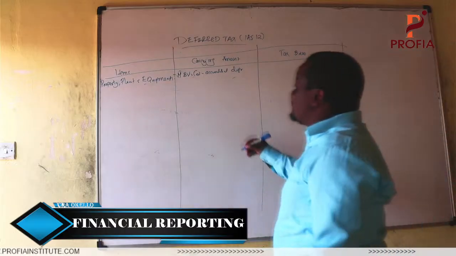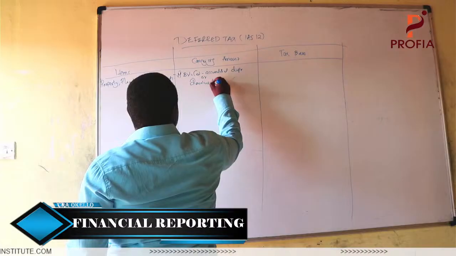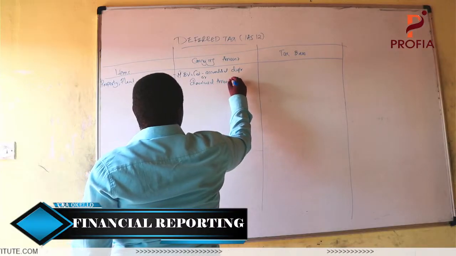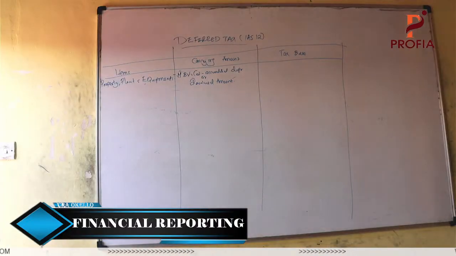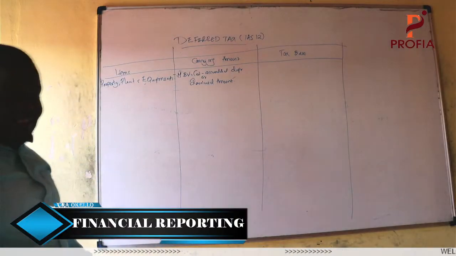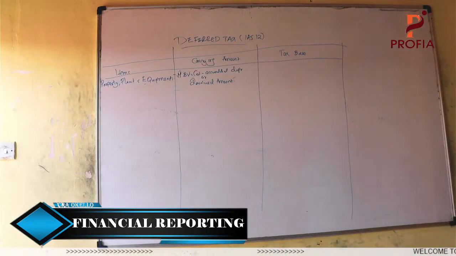Or sometimes we normally use revalued amount. That is what we define as the carrying amount of PPE. So you are all conversant with that one previously. Cost minus accumulated depreciation.